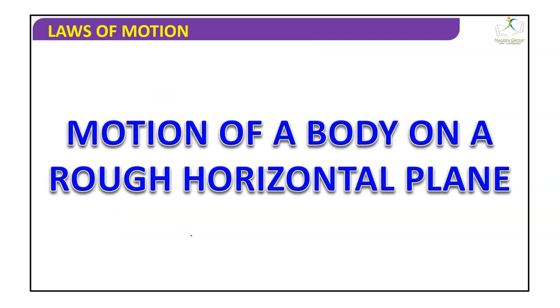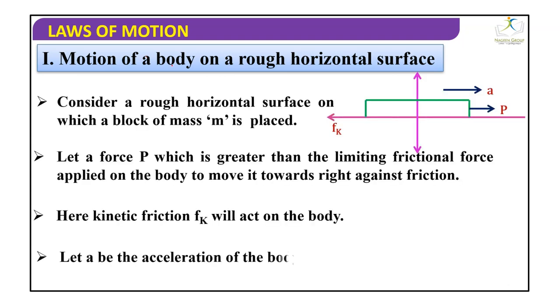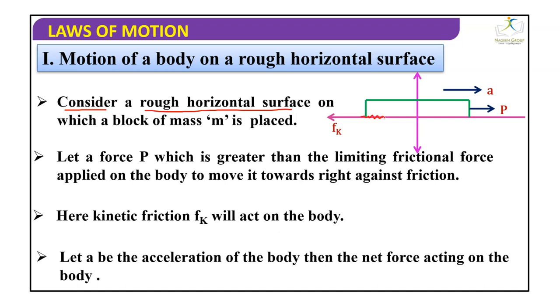Motion of a body on a rough horizontal surface. For that, consider a rough horizontal surface. This is a completely rough surface we are assuming, on which a block of mass m is placed. Let force P, which is greater than the limiting frictional force, be applied over here. P is the external force.